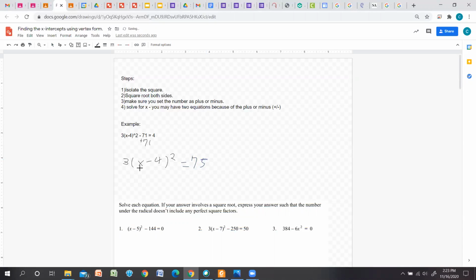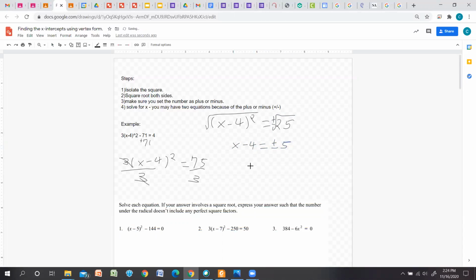Then I want to cancel out this 3, so I divide by 3. These cancel out. And we get x minus 4 squared equals 25. Okay, so now that the square is isolated, we square root both sides. And when we square root a square, what's very important is you have to put plus or minus in front. So we have x minus 4, because the square and square root cancel out. So you just write what's inside the square equals plus or minus 5.